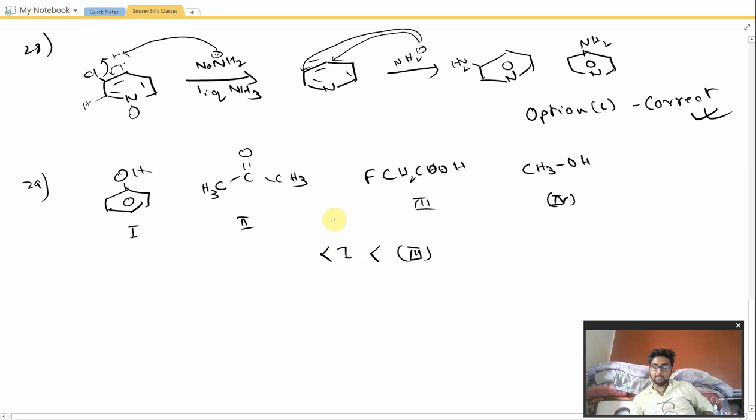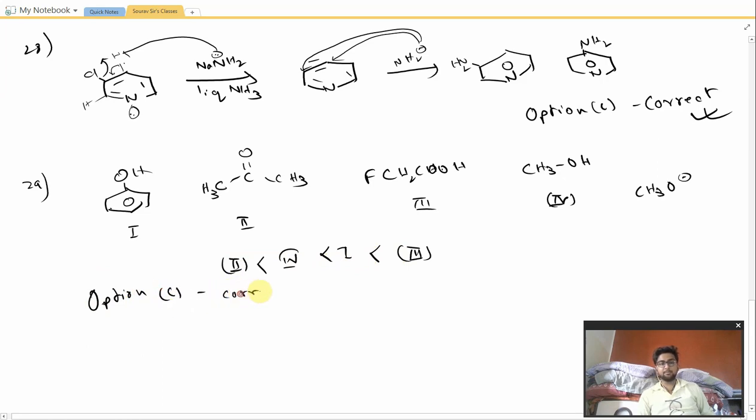The next would be this one, methanol. The conjugate base would be CH3O minus. This minus charge is on the O atom, and as O is electronegative, some acidity would be present. So this is number 4. And number 2 would be the least acidic, because if the minus charge forms over here, it would be on the C atom, which is a less electronegative atom. Though conjugation takes place, that is a different issue, this is the least acidic. So 3 greater than 1 greater than 4 greater than 2. In the options you can see that option C has this order, so option C is the correct one.